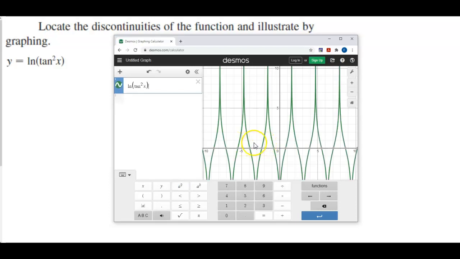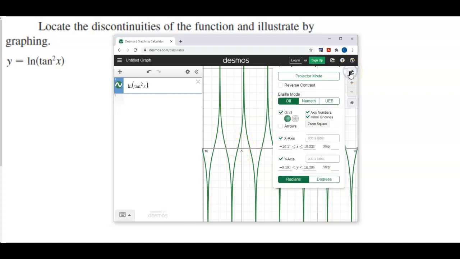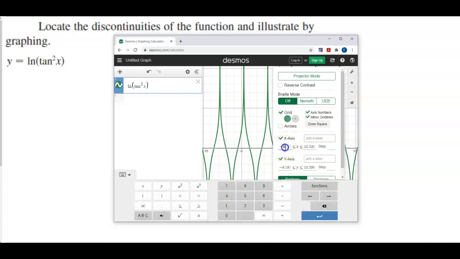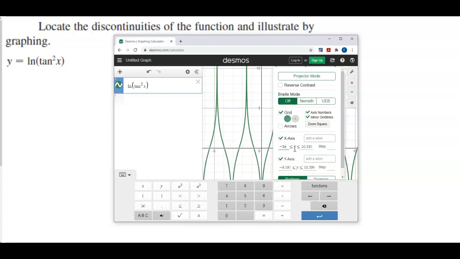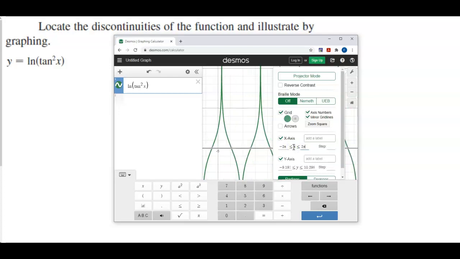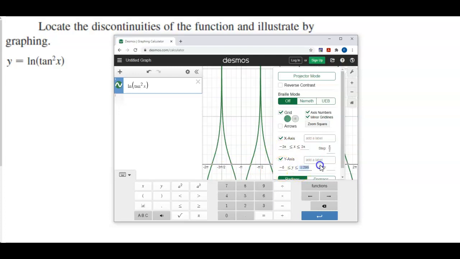What we want to do is at least see what's happening here in terms of our increments of pi. So we need to come over here and take a look at our settings. We can go from, let's say, negative 2 pi. So negative 2, type in the word pi. And then over here, we're going to put in 2 and pi as well. And then the step in the increments. Let's do this in increments of pi over 2 so we can see what's happening. And then maybe let's go from negative 6 to positive 6.